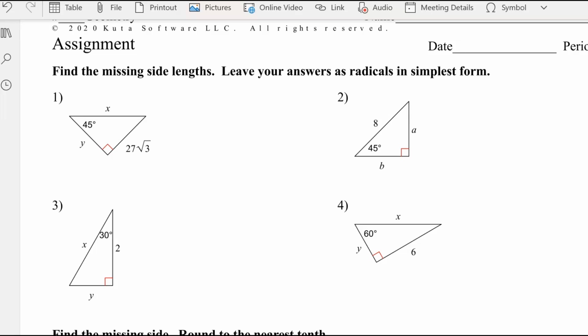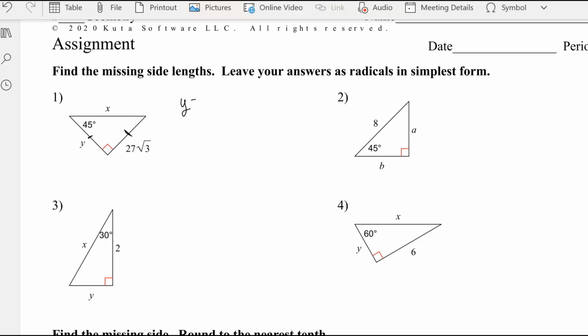Alright, so the first thing we notice, it is a 45. Number 1 is a 45 special right triangle. It's 90 degrees. One of the angles is 45. The other one has to be 45 because they must all add up to 180. Once we know this is a special right triangle, we want to pay attention to which sides are supposed to be the same as each other.